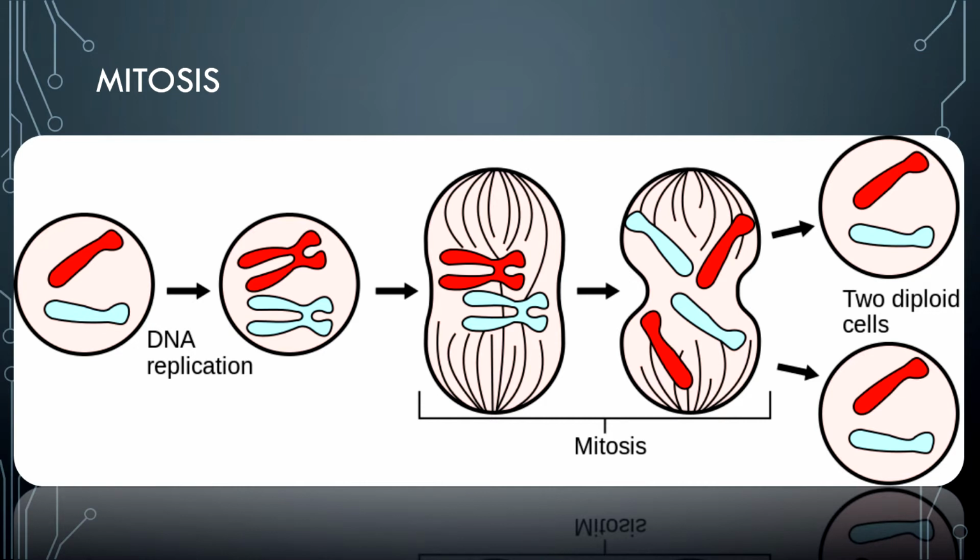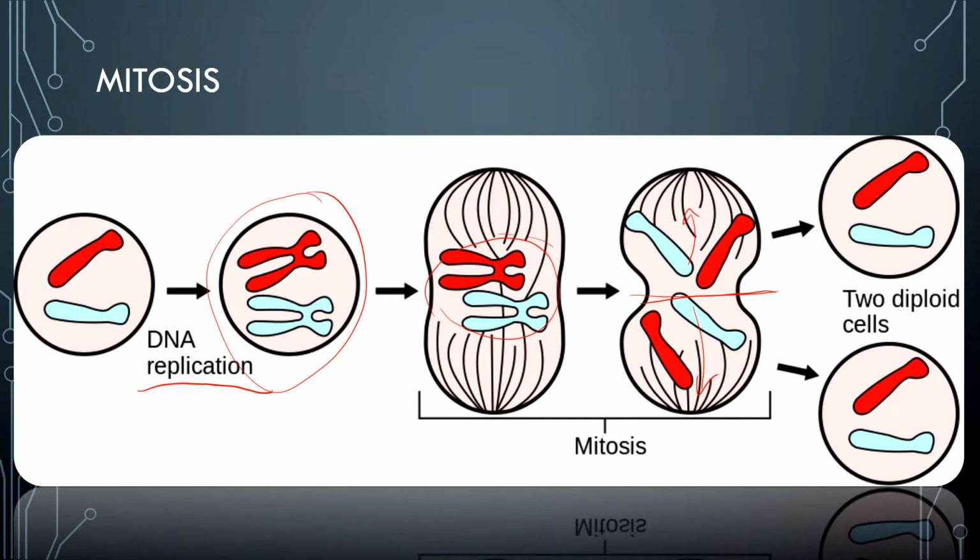Looking at this diagram here, you can see that the DNA replicates first, so that we have in this circle here double the amount of chromosomes. We then have the chromosomes align along the middle of the cell, and then they get pulled to either end. When they get pulled to either end, the cell can start dividing down the middle, which is called cytokinesis.